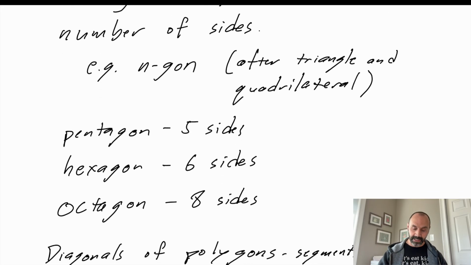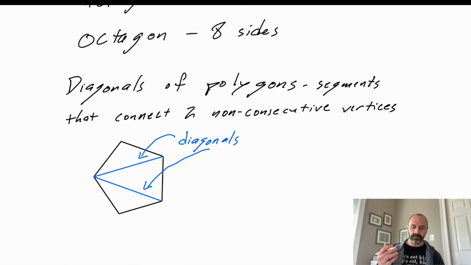But anyway, diagonals of polygons. Segments that connect two non-consecutive vertices. The vertex is a corner, basically. Consecutive means ones that are next to each other, or one follows from the other. Consecutive: con meaning with, and secutive comes from the Latin sequor, which means to follow. We see it in words like sequence. So consecutive means one after the other. Non-consecutive means you're crossing over from one vertex to another that's not right next to it.